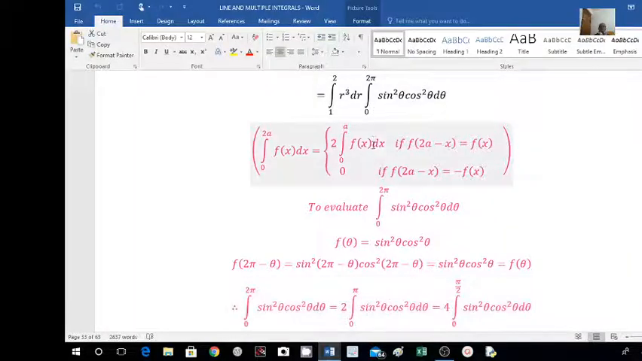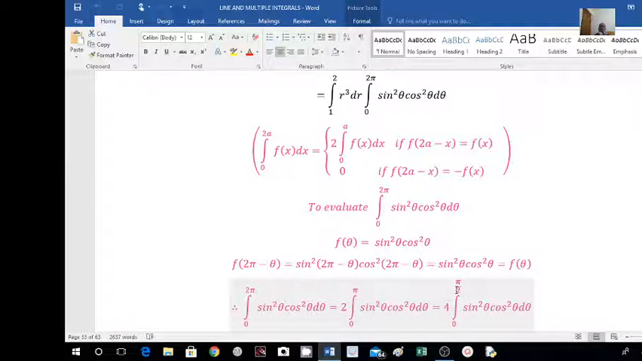So again, using this theorem, I am getting f of 2a minus x is equal to f of x itself. Therefore I will write this as 2 into 2, that is 4 times the integral from 0 to a, where a is pi by 2, of sin square theta cos square theta d theta.